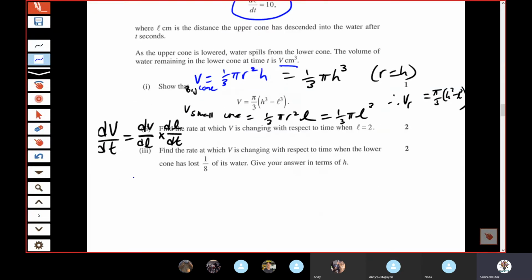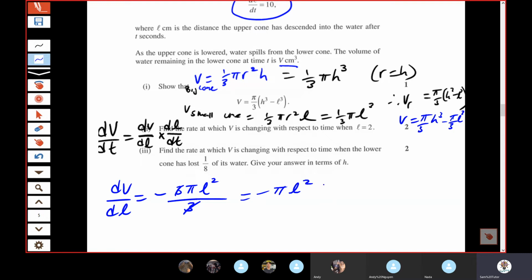dV on dt. All right, let's do dV on dL then. To do that, you need to understand that your volume is pi on 3 h cubed, which is just a constant, so you're ignoring that, and it's just pi on 3 L cubed that we're going to be differentiating. So that becomes negative 3 pi L squared on 3, which gives me negative pi L squared.